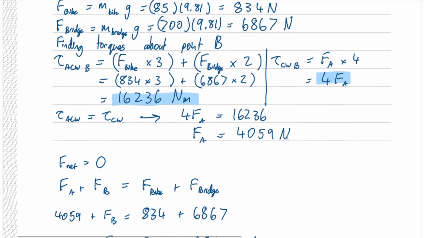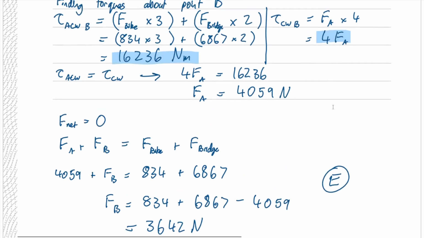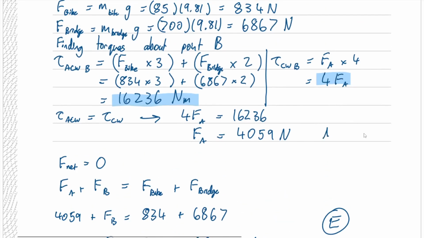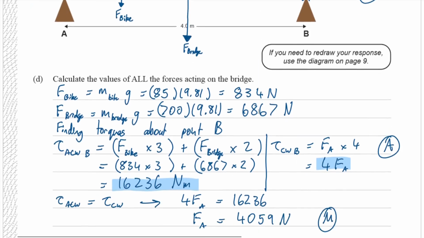So let's recap that. If you find both of the support forces, so FA and FB, that is excellent. If you just found one, merit. If you just found one of the torques, that would be achieved. Right, but let's recap that.